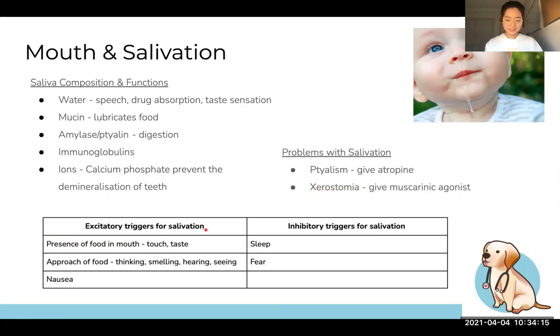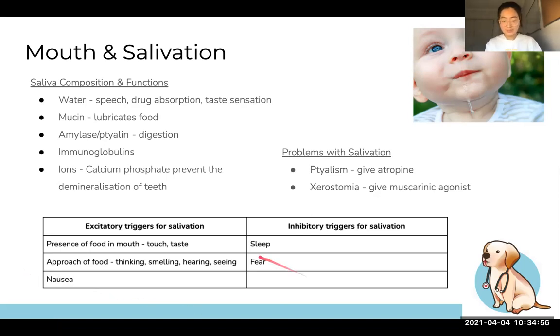In terms of excitatory and inhibitory triggers, for excitatory ones, if you are thinking of food, or if you actually have food, that's going to trigger salivation. Interestingly, nausea is also going to trigger salivation. The reason is if you are nauseous, you are more likely to vomit, and if you are vomiting, you're emptying your stomach contents, which are very, very acidic. If that comes up, it's going to burn through your esophagus and also your mouth. Your body wants to prepare for that, so by pumping out a lot of saliva, that's going to hopefully cancel out a bit of the acid and balance out the pH a little bit. So that's why you get more salivation when you're nauseous.